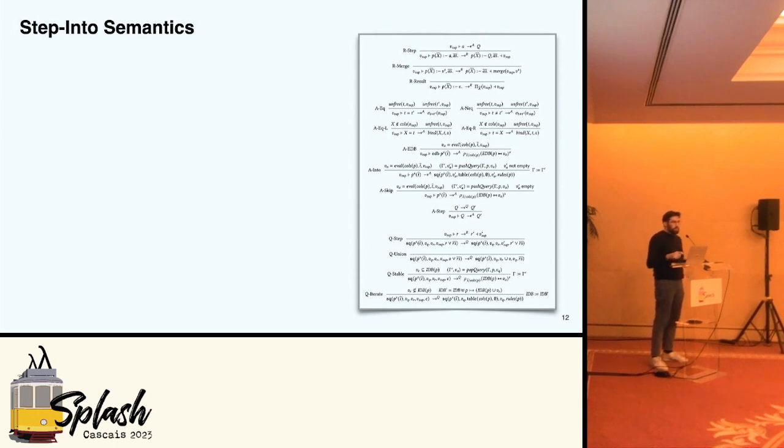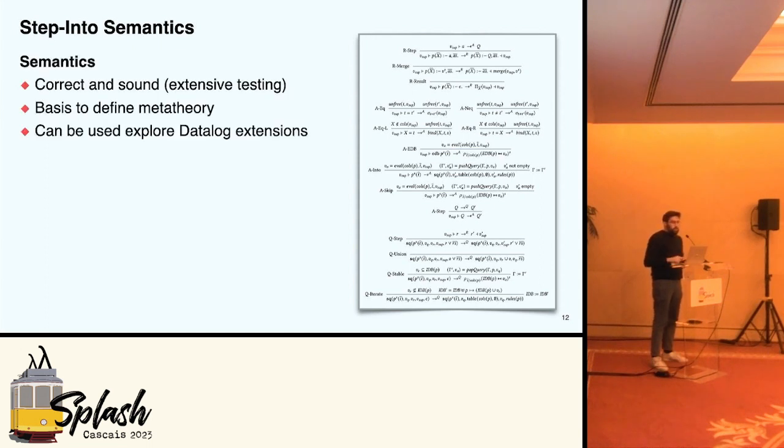So up until this point, we defined a stepping semantics for top-down evaluated Datalog, and it fits on a single page. The semantics can be used to prove the correctness and soundness of this query-subquery recursive algorithm, which we actually did not do in this paper, but we heavily tested it against existing bottom-up Datalog solvers. And I invite the PL community to use the semantics as a basis to define meta theory about Datalog. For example, prove type soundness or correctness of the optimizations, and also explore new Datalog extensions.